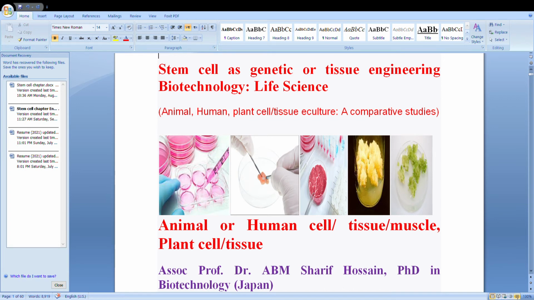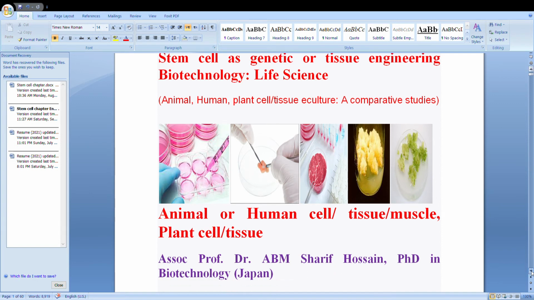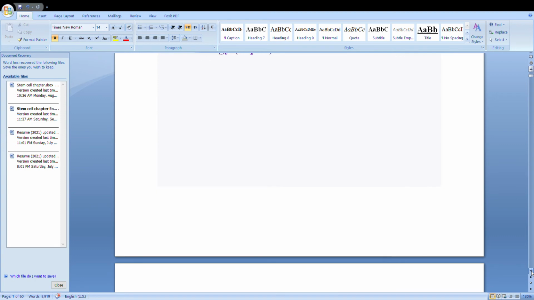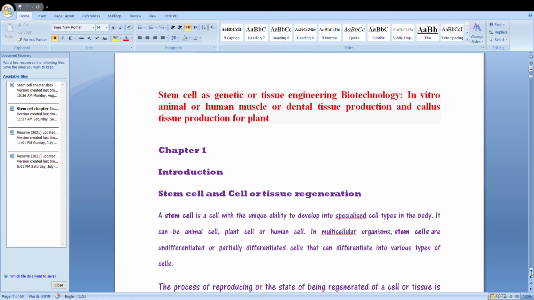Now we can see here in details the title: stem cells are genetic or tissue engineering biotechnology in vitro, animal or human muscles or dental tissues productions, and tissue productions for plant. Chapter 1, Introduction, Stem Cells and Cell or Tissue Regenerations.